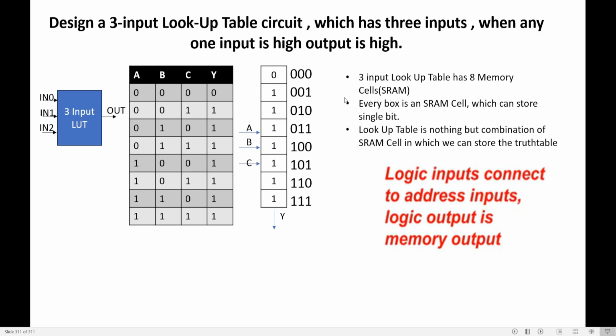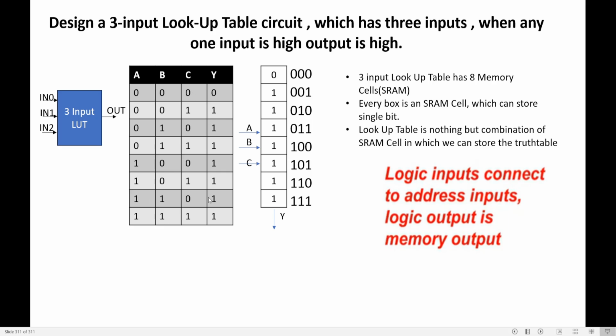Let us look into our very next topic called the three input lookup table. What are we going to design with this three input lookup table? It has three inputs. When any one of the input is high, output is high. So I need to design a lookup table which has three inputs, and if any one of the input is high, output is high.